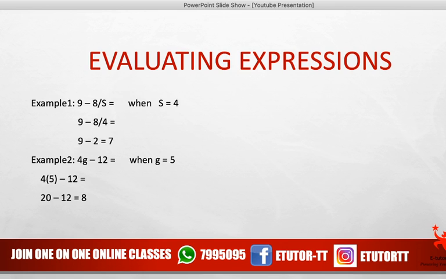Example 2, 4G take away 12 when G is equal to 5. So now we replace G with 5, and we have 4 times 5, which is 20, take away 12, and the answer is 8.